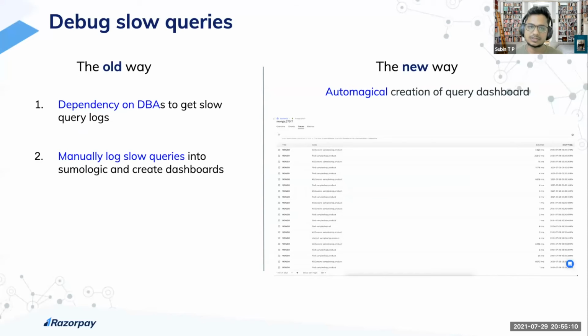And debugging slow queries. Here Hypertrace automatically creates a dashboard for the database to see the slow queries. We can sort the queries based on duration, start time, and latency. So this reduces our dependency on DBAs and the manual creation of dashboards.